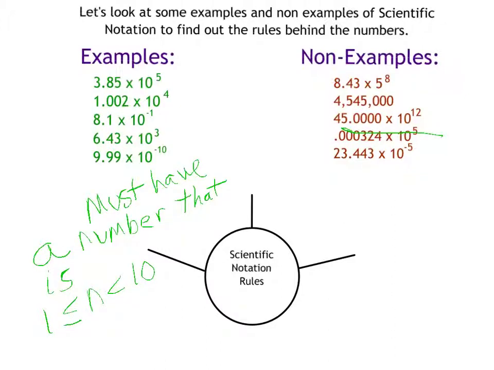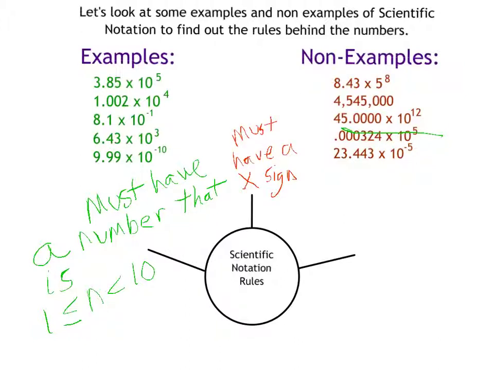The first rule, and please write it down on your sheet, is that you must have a number that is greater than or equal to 1, the number, and it has to be less than 10. So let's see. Is 3.85 greater than 1 but less than 10? Yes. All of these work. All of these fit in this category. So that's the first rule.